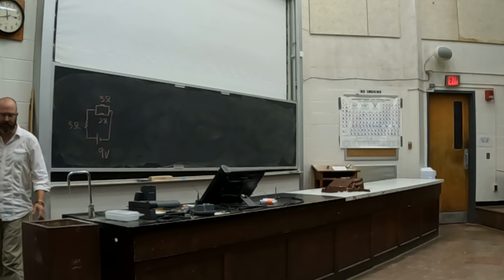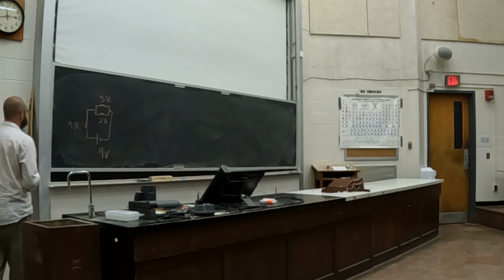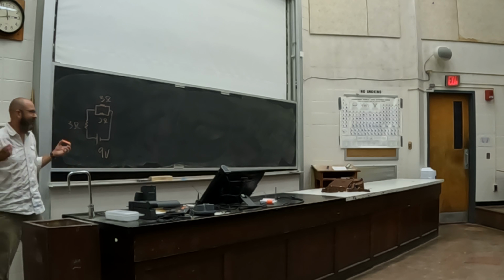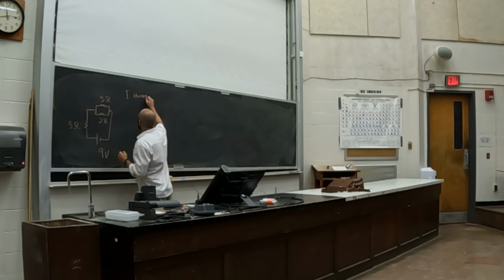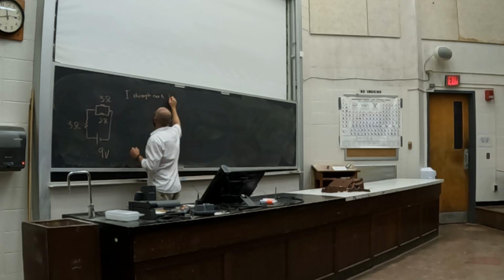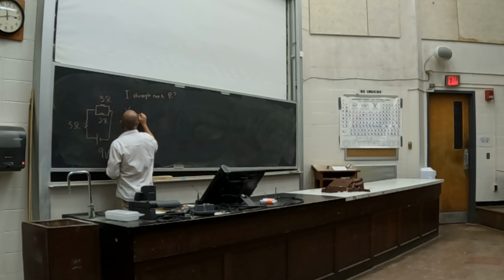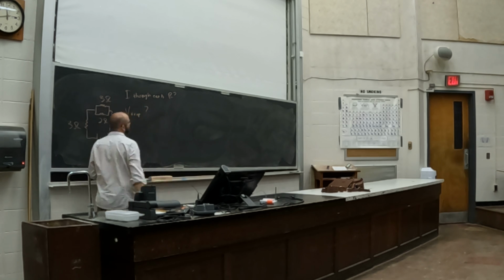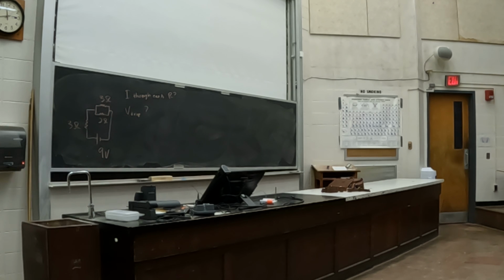So I have an arrangement here. We have a 3 ohm resistor, or 2 3 ohm resistors, and 1 2 ohm resistor in this arrangement with a 9 volt battery. And I'm just going to ask you simple questions like, what is the current through each resistor? V drop across each resistor. Simple things.